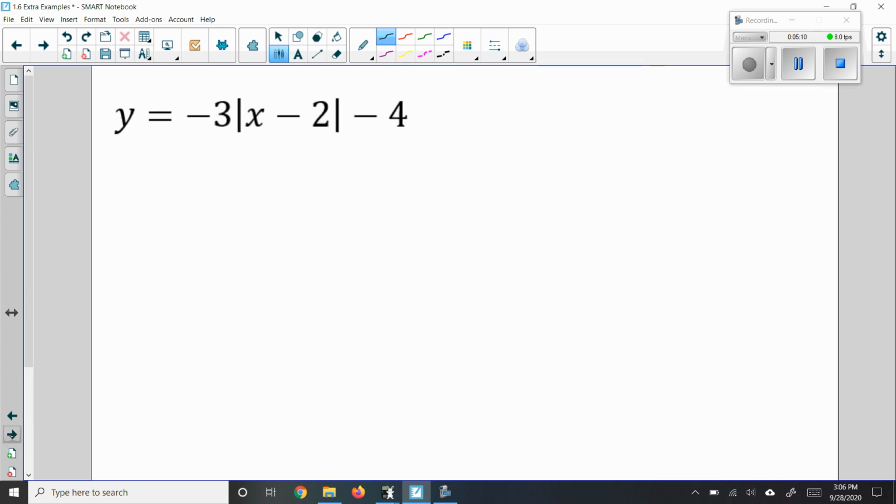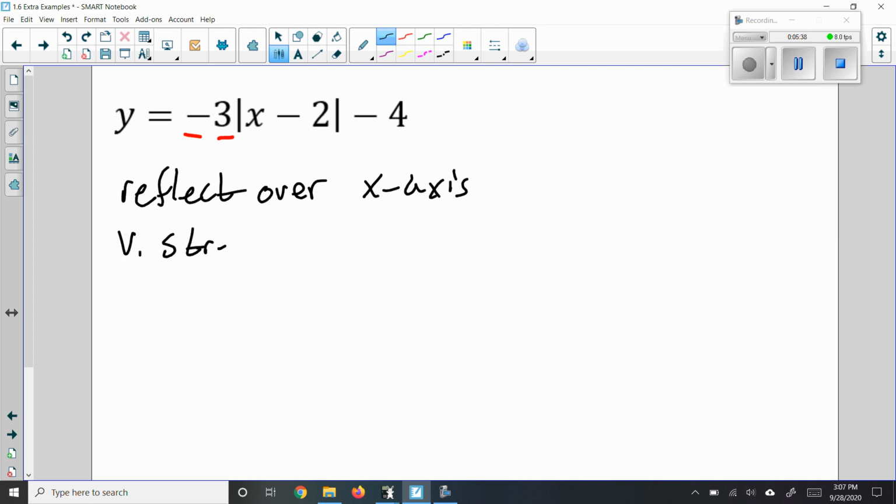Okay, here's another absolute value. So let's start out by listing the transformations. This negative on the outside means it's been reflected over the x-axis. This 3, that corresponds to a vertical stretch of 3.